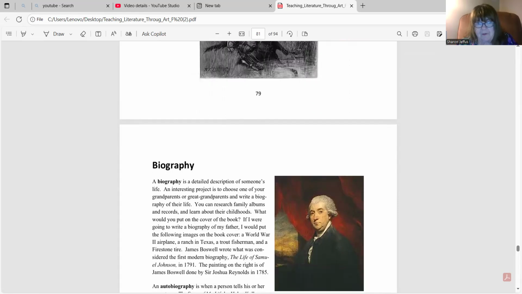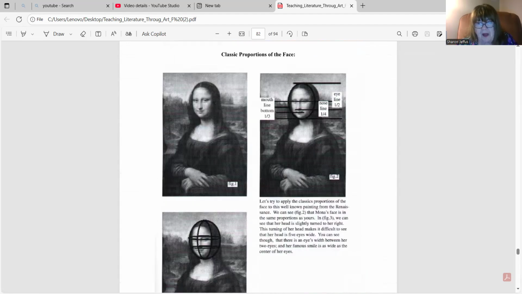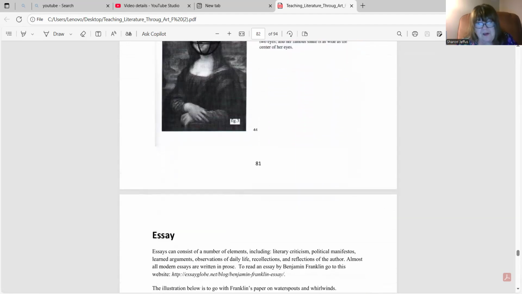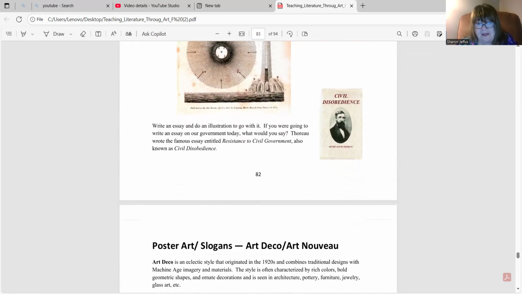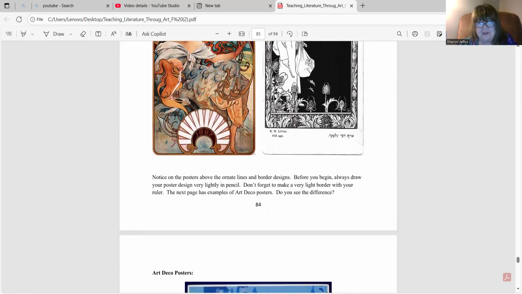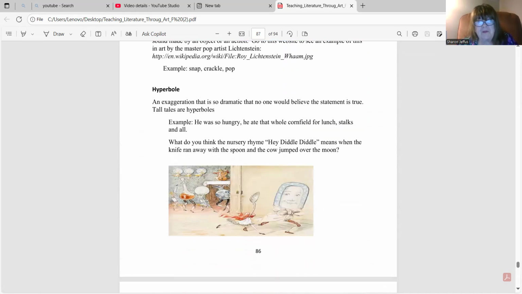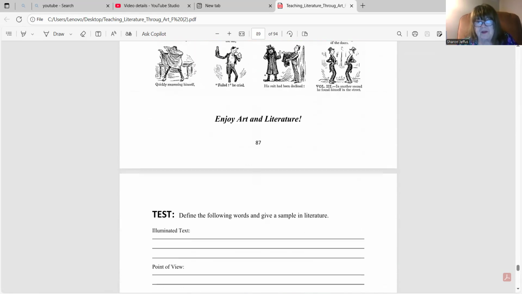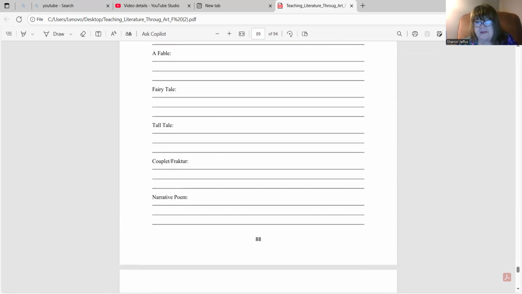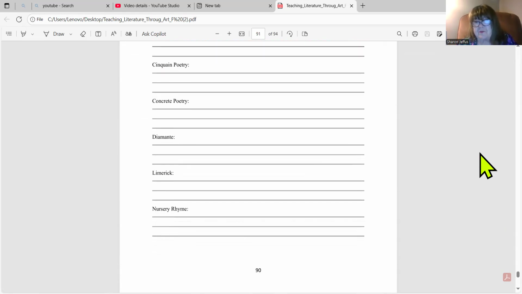This is really fun. A biography is a detailed description. What is it? An autobiography. We talk about several very, very famous ones. Essays. What is an essay? Poster art, very important. Visual communication, Art Deco, Art Nouveau, poster art, vocabulary. And all of these are the vocabulary of literature, and a little test at the very end that you can take. And again, this is just a really, really fun and interesting way to teach literature and art.